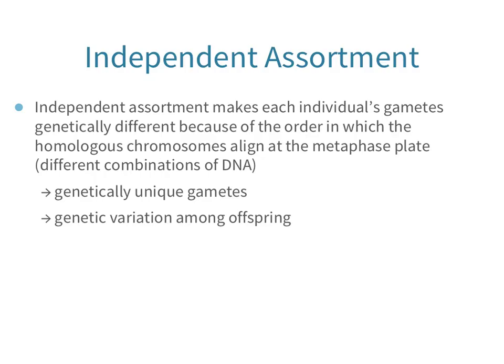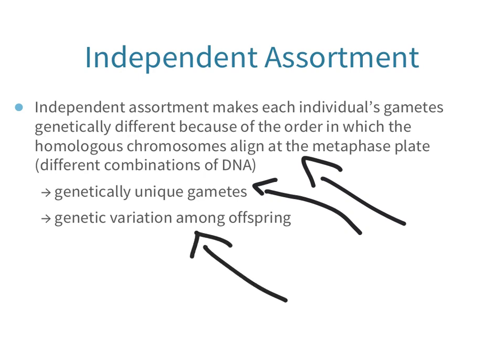And there are so many different ways to make egg and sperm cells that it's very, very unlikely that 2 sperm or 2 egg cells that you make are identical. So independent assortment makes each individual's gametes genetically different because of the order in which the homologous chromosomes line up. So this basically means one sperm that you make versus another sperm cell that you make are not going to be the same, and this is going to make it very unlikely that your offspring will be identical.